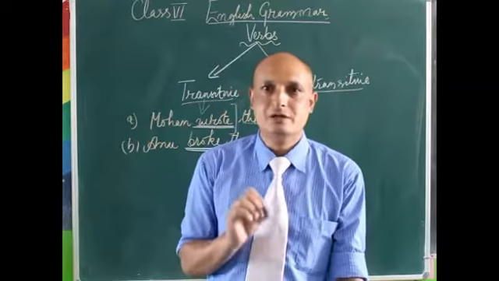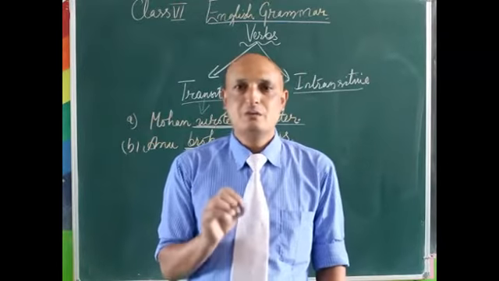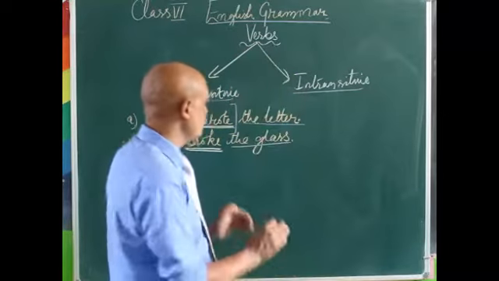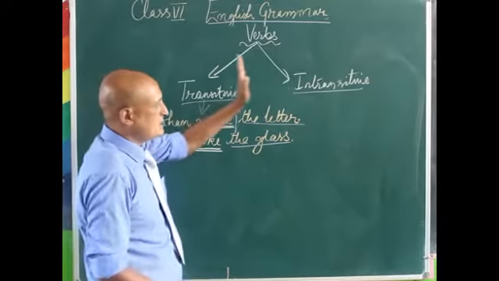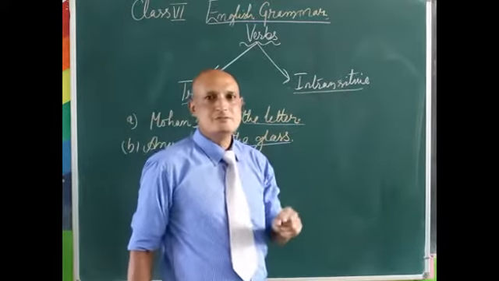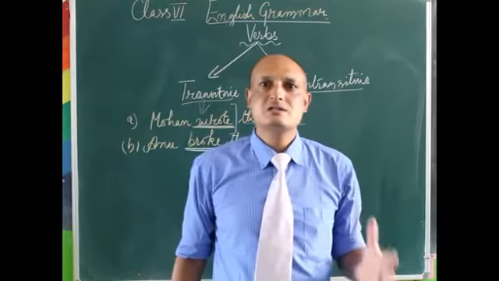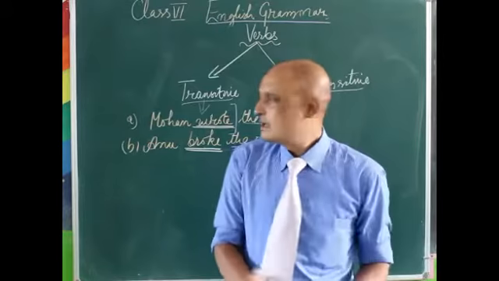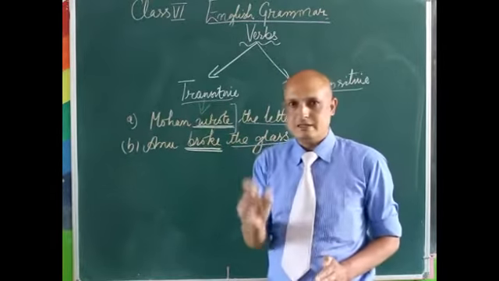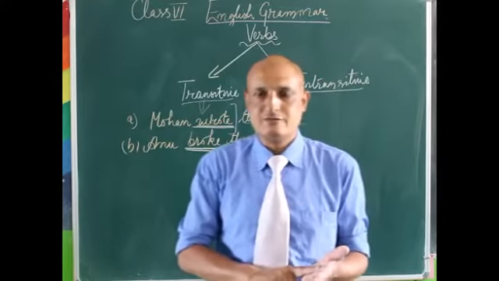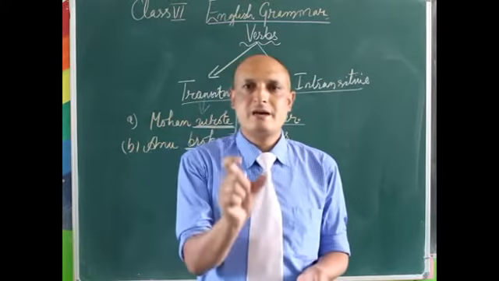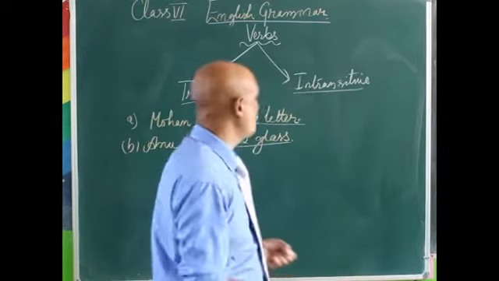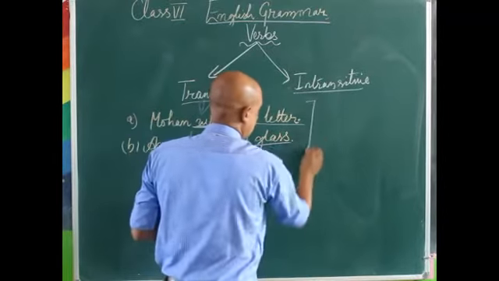Transitive verbs are those verbs which need an object to make them complete. On the other hand, intransitive verbs are those verbs which do not need an object. They are complete in themselves. In order to find out whether a verb is transitive or intransitive, ask a simple question to the verb: what.